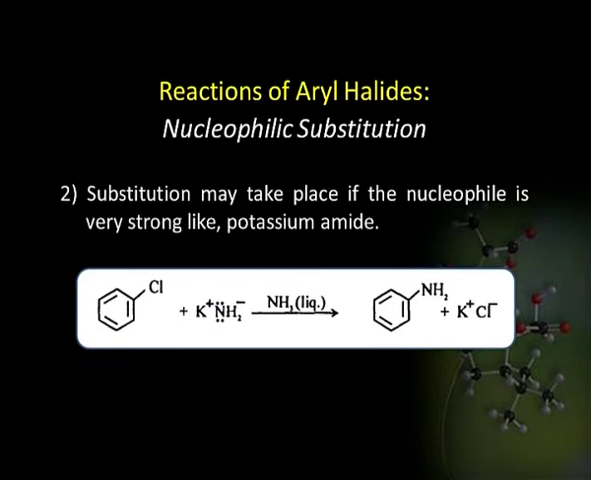The substitution may also take place if the nucleophile is very strong. If we use potassium amide as the nucleophile, where it has NH2 group as the nucleophile, we see that the substitution takes place. We get the formation of aniline.